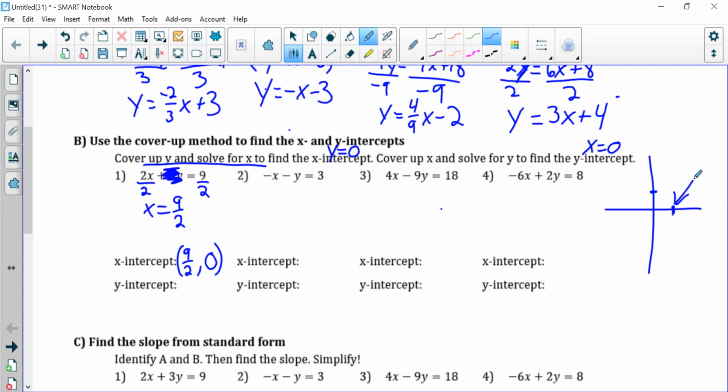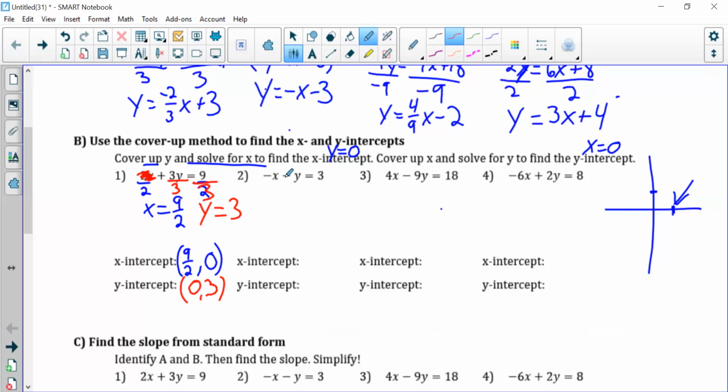All right, next we are going to uncover that y. We're going to recover our x. Let me pick a different colored pen here. So now we're going to cover up the x. And we're going to solve for y. So divide both sides by 3. So I get y equals 3. All right, so my y-intercept, my y-coordinate is 3. And remember my x-coordinate is 0. All right, does this make sense? Let's do the next one.